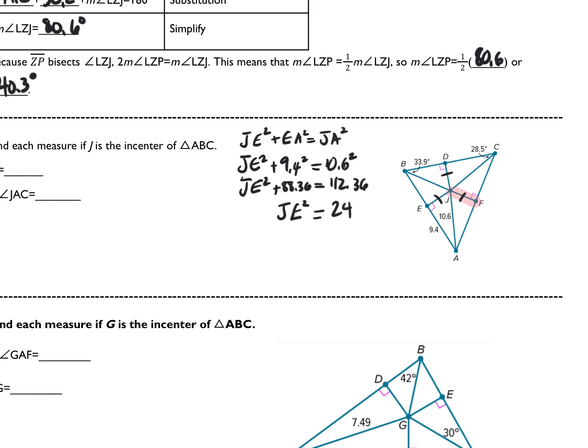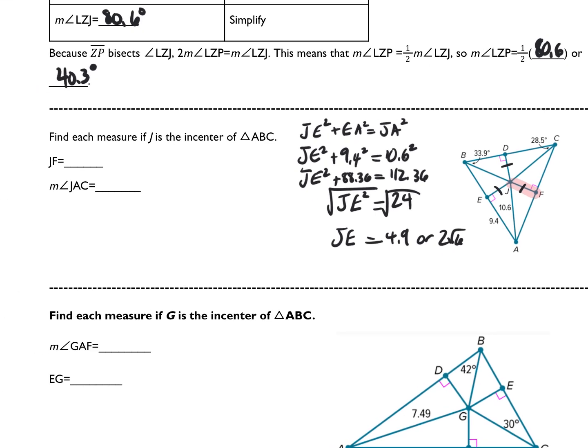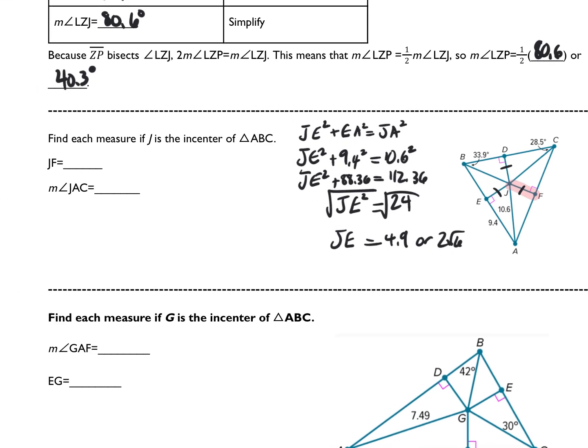And again, I don't want JE squared, I want JE by itself, so I need to take the square root of both sides. So JE is equal to the square root of 24, which is 4.9 approximately, or exactly 2 square root 6. Now, that is JE. Well, JE and JF are the same length. They are congruent because of the incenter theorem. So that means that JF, we can substitute in, is also 4.9, or 2 square root 6.